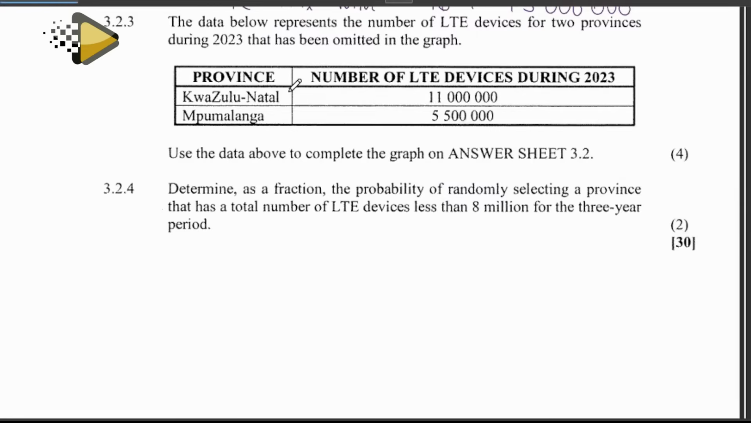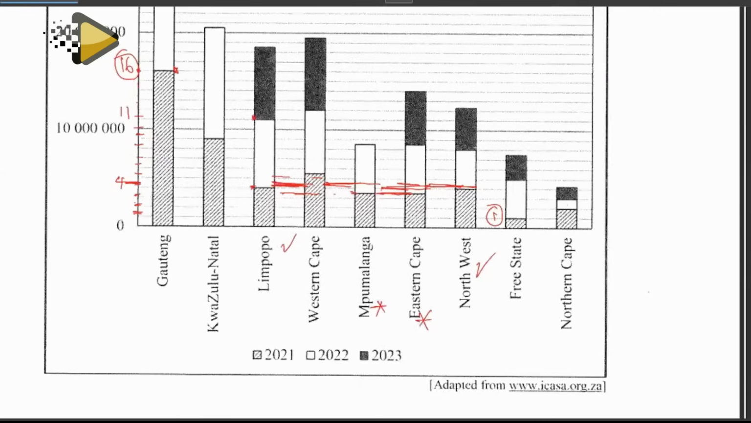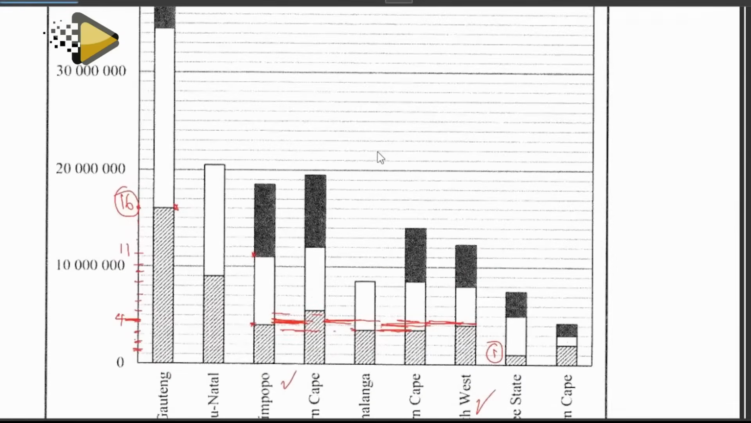Now, one is for KwaZulu-Natal, the other is Mpumalanga. When you look at them, they're the only ones without the dark part. So they want you to put the dark. So KwaZulu-Natal, they are telling us it's 11 million. So you're going to add, this is approximately 20.5 million. If you add on 11, you get 31.5.